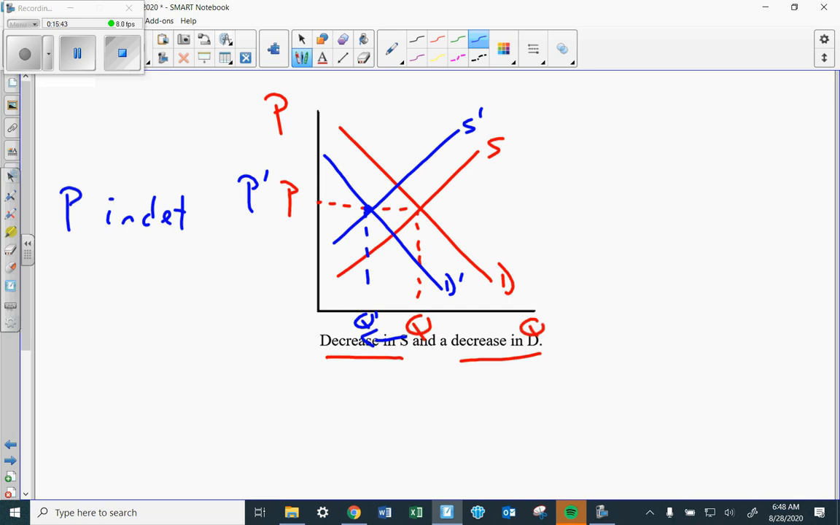It means it could have gone up. If I had shifted supply by more, then price would have increased. If I had shifted supply by less, then price would have decreased. Same thing with demand. If I'd shifted it more or less, then it would have changed the price. So the answer here is price is indeterminate, and quantity decreased.